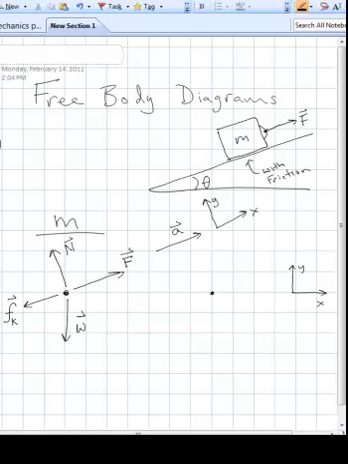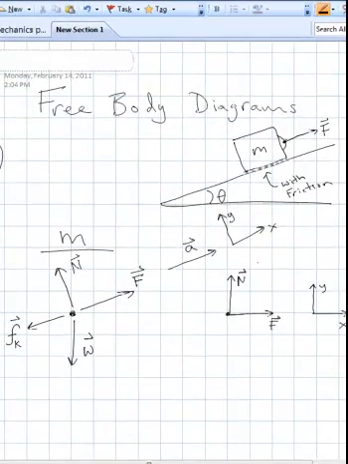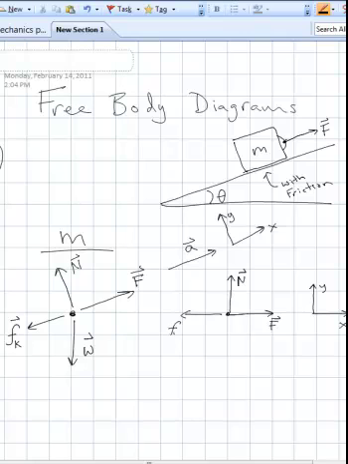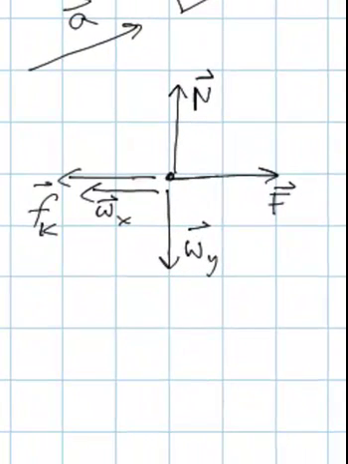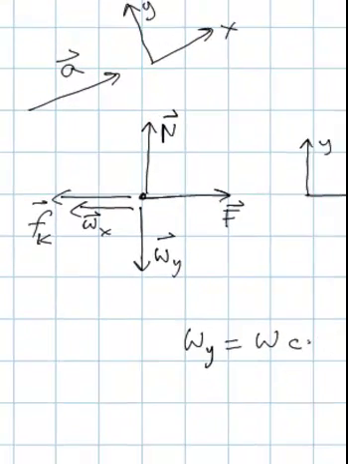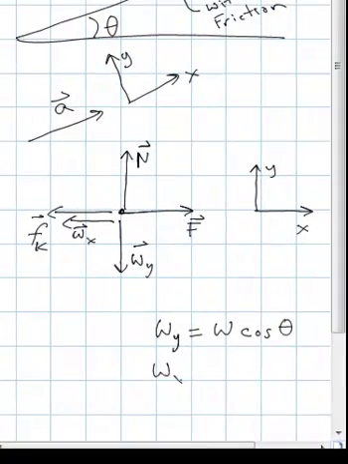I've got a force, I've got a normal force, I've got a friction force, I've got a weight in the y direction, and I've got a weight in the x direction. You can look at the previous video to see how you break up the weight. The weight in the y direction is going to be W times the cosine of theta. The weight in the x direction is going to be W times the sine of theta.